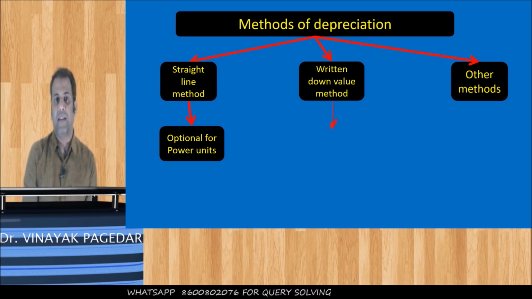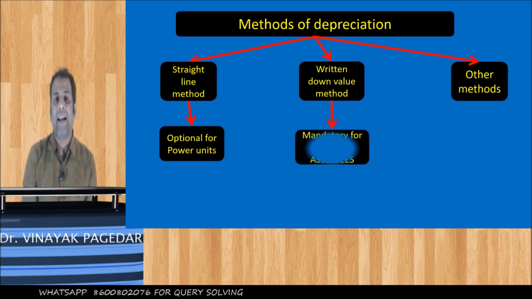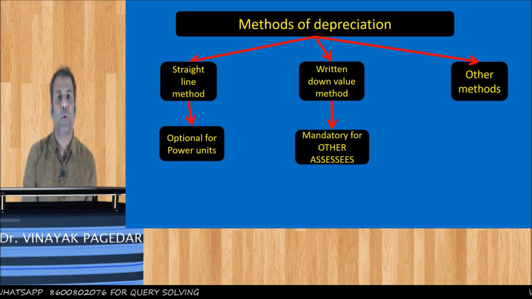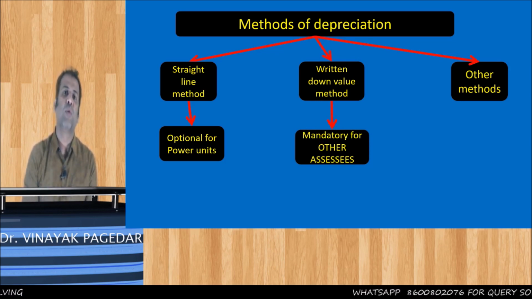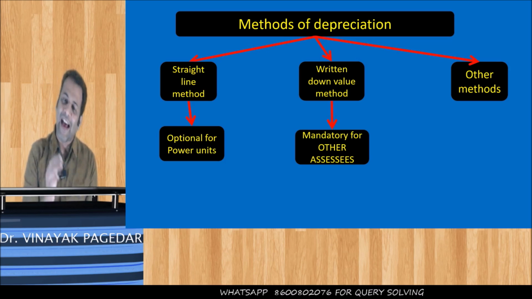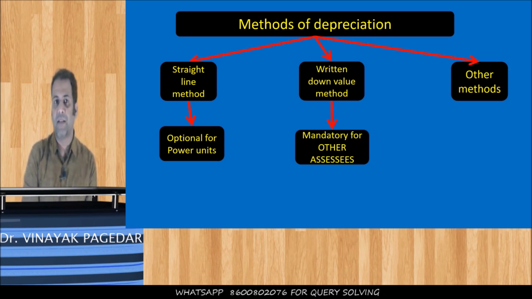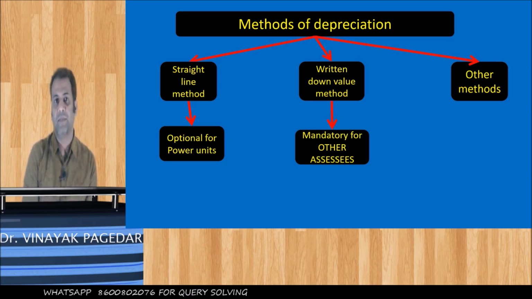Any other assessee besides the electricity companies has to mandatorily adopt the WDV method. Take for example me. When I file my returns, I have to go by the WDV method. I am not an electricity company, so I cannot go by straight line. I have to go by the WDV method. But an electricity company has the choice, and once it chooses, it cannot change the method.